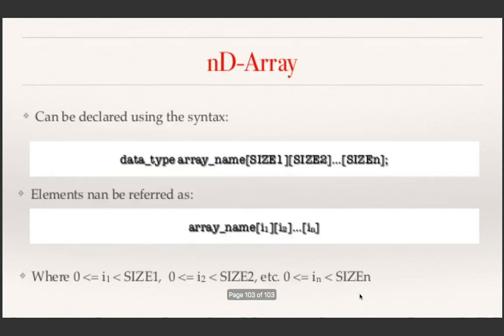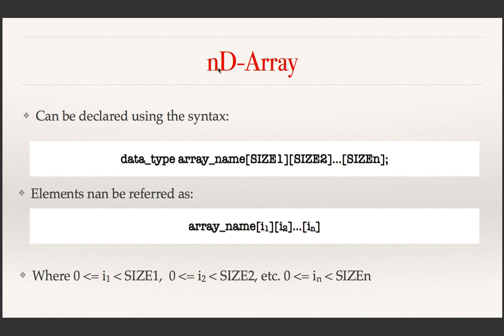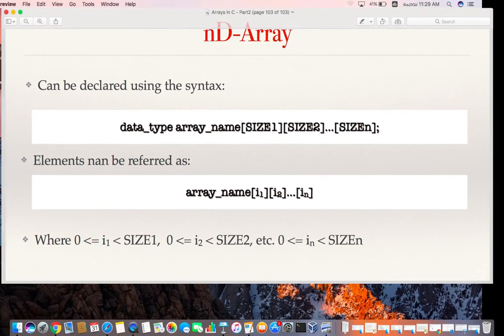Now we can generalize this to a multidimensional array of n dimensions. How will you declare it? This is the formal syntax: the data type, which is the data type of the elements of the array, followed by the array name, followed by the specification of the sizes of all the n dimensions, size 1, size 2, etc., size n. How will you access it? You provide n indices to access an element, and the value of i1 ranges from 0 to size 1 minus 1, i2 from 0 to size 2 minus 1, etc., to in from 0 to size n minus 1. And that's all for today.